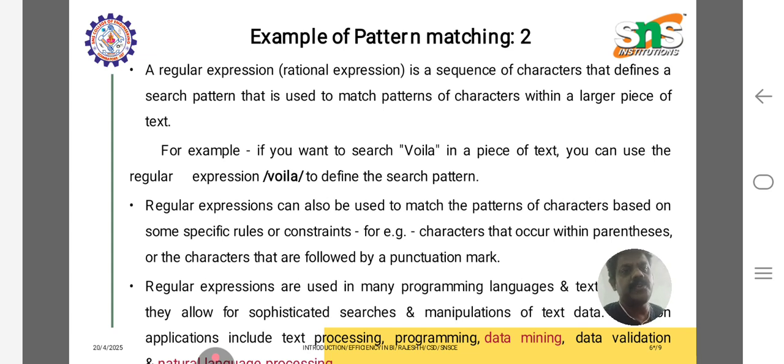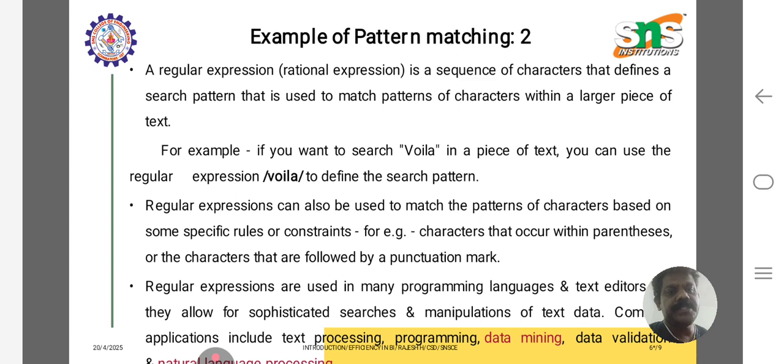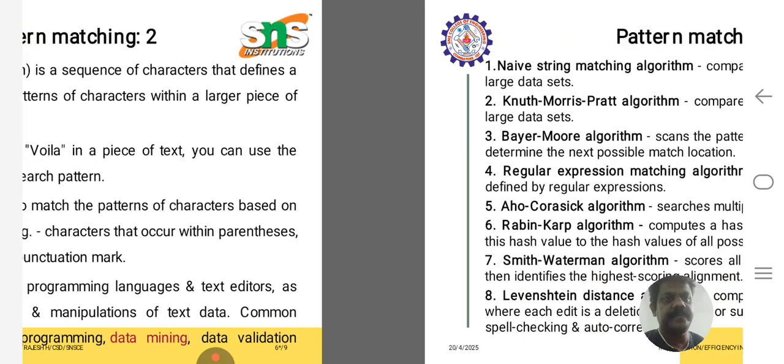Regular expressions can also be used to match patterns of characters based on some specific rules or constraints. For example, characters that occur within parentheses or characters that are followed by a punctuation mark. So regular expressions are used in many programming languages and text editors as they allow for sophisticated searches and manipulations of text data. Common applications include text processing, programming, data mining, data validation, and natural language processing.